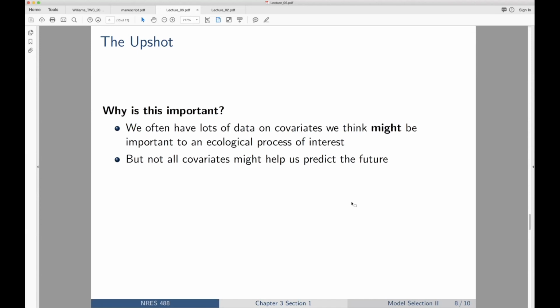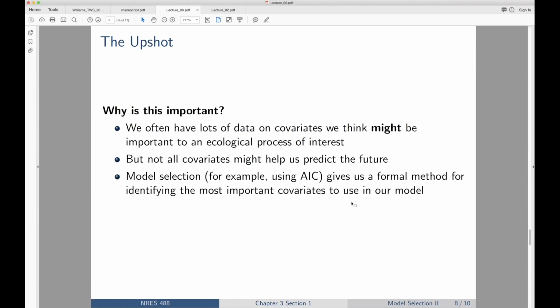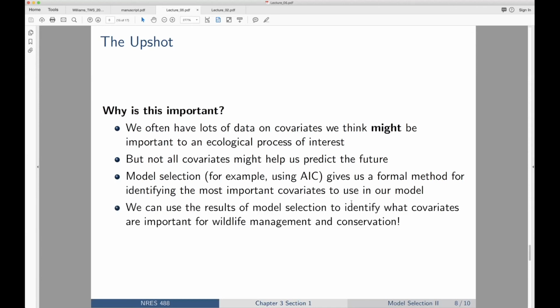So when we were talking about the species richness data, maybe we don't have data for one of the states and we want to predict how many birds are there. Not all of those covariates might help us predict how many birds are there. We want to choose the ones that are most important in doing so. Model selection gives us a formal method for identifying the most important covariates to use in our model. And then we can use the results of model selection to identify what covariates are important for wildlife management and conservation.